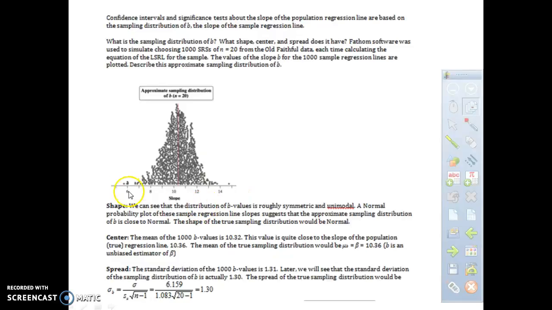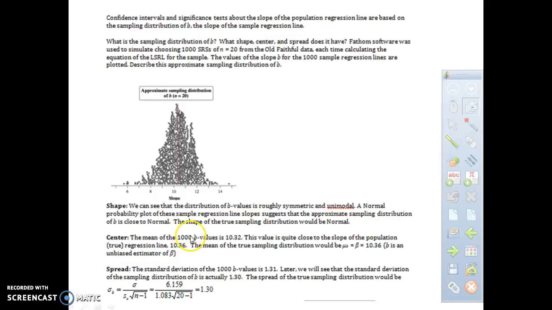So overall, you can see the shape of the B values, remember, that's what we're looking at here, is roughly symmetric and unimodal. And if we were to do a normal probability plot, it would basically look normal. The shape of the true or the actual sampling distribution would be normal, so that's important for us to be able to use our slope to infer back to the population slope.